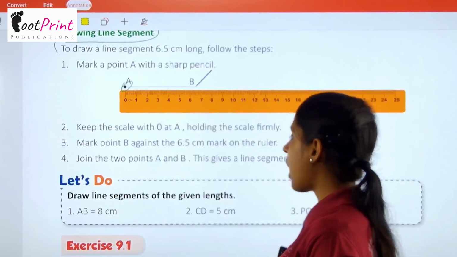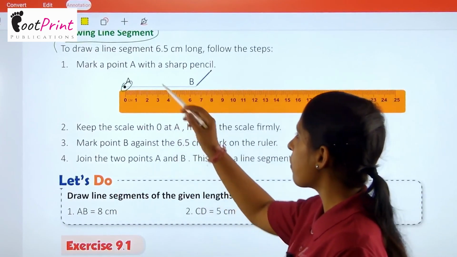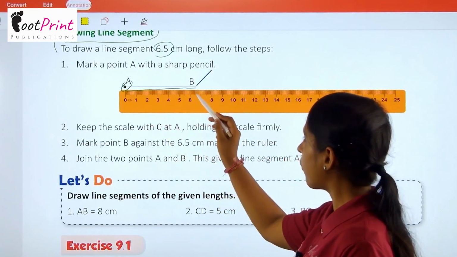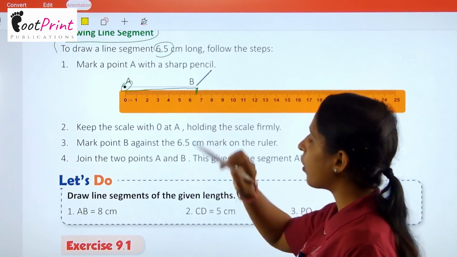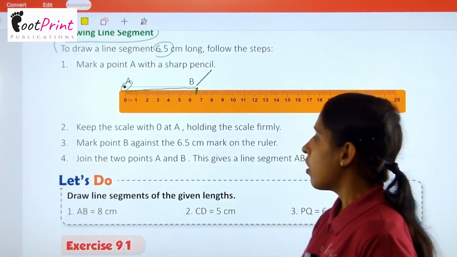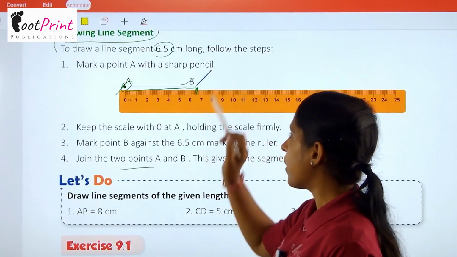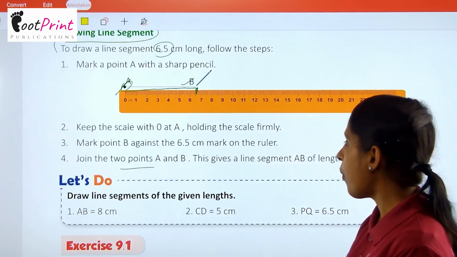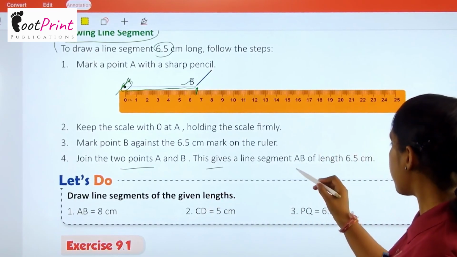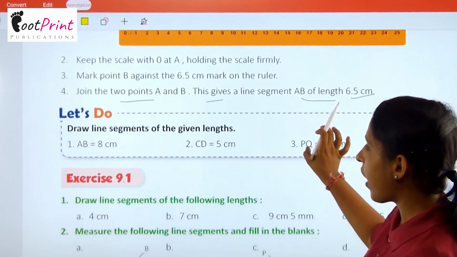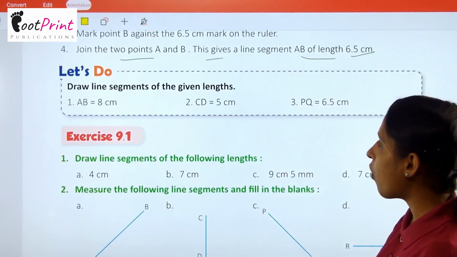Mark point B against the 6.5. We have to draw a line segment of 6.5 centimeter, so we will see where 6.5 comes and mark a point here. Then join the two points A and B. Now we have two points, A and B, and we will join both the points. This gives a line segment AB of length 6.5 centimeter. OK, now we have to draw a line segment of the given length.